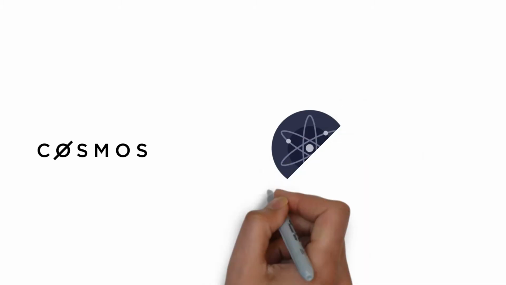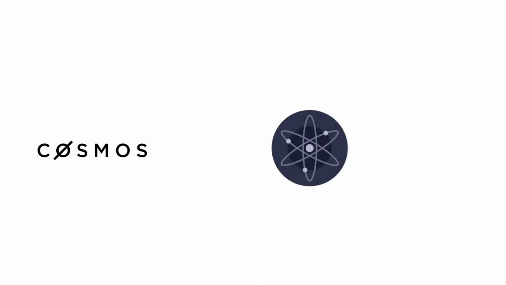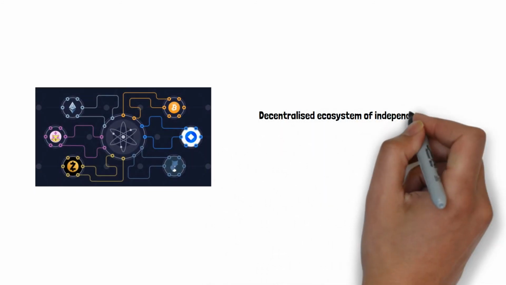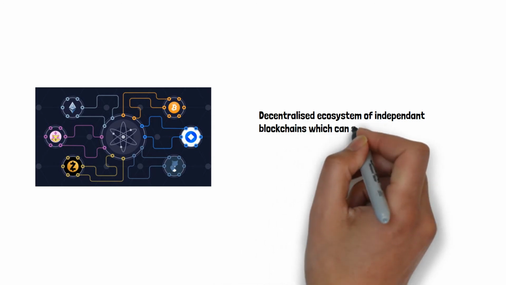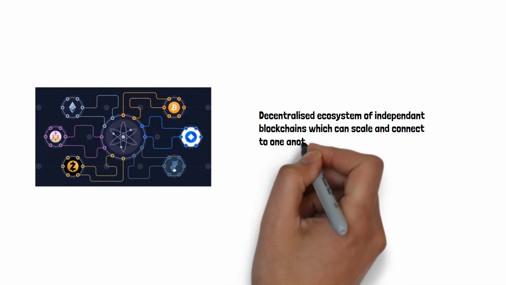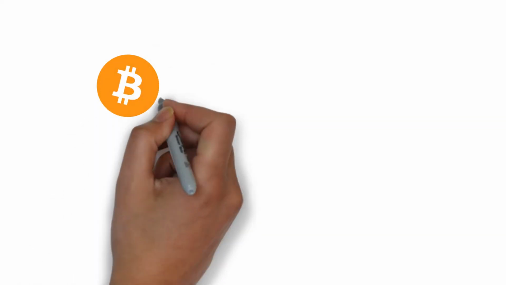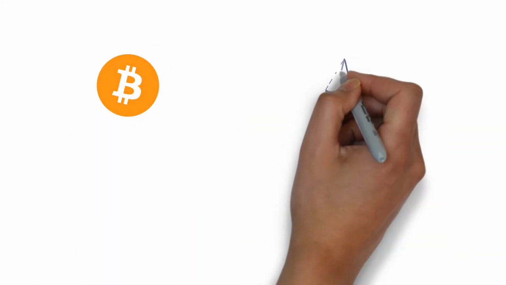In this video, we're going to be covering what is Cosmos and their coin Atom. We will dive into the technology behind the project and what differs it from other coins in the crypto space. The Cosmos network is a decentralized ecosystem of independent blockchains which can scale and connect to one another. This can work for blockchains which are built on Cosmos, but also external blockchains such as Bitcoin or Ethereum.